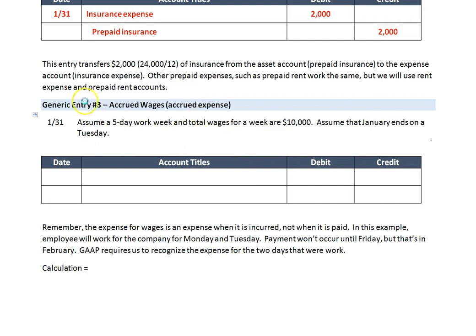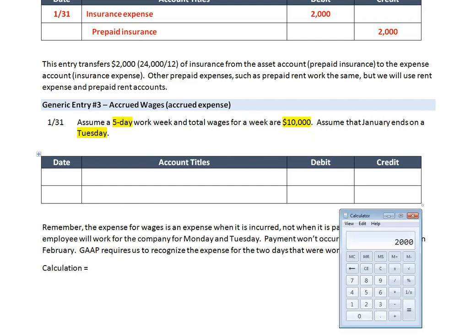So here's the problem. This is a 5-day work week. Total wages for the week are $10,000. So we know it's a 5-day week. 10,000 total. This ends on a Tuesday, so we have to think about our calendar. It's a 5-day week, Monday through Friday. So these employees are going to work for us Monday and Tuesday of the week, and we're not going to pay them until Friday. So let's get our calculator.